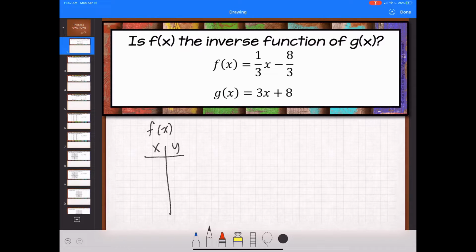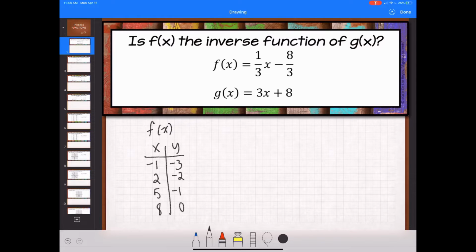And for the purpose of this example, I'm only going to jot down the integer coordinate points. So for example, -1, -3, 2, -2, 5, -1, and 8, 0.